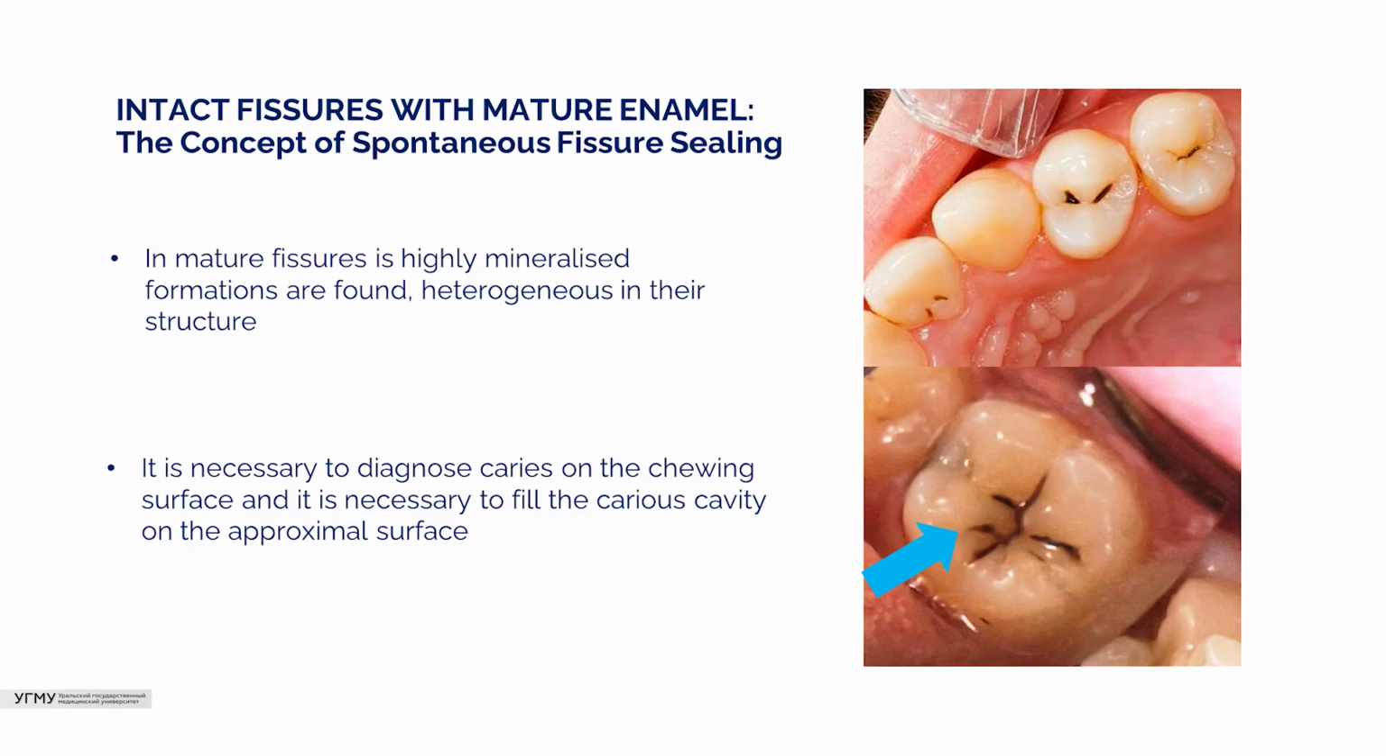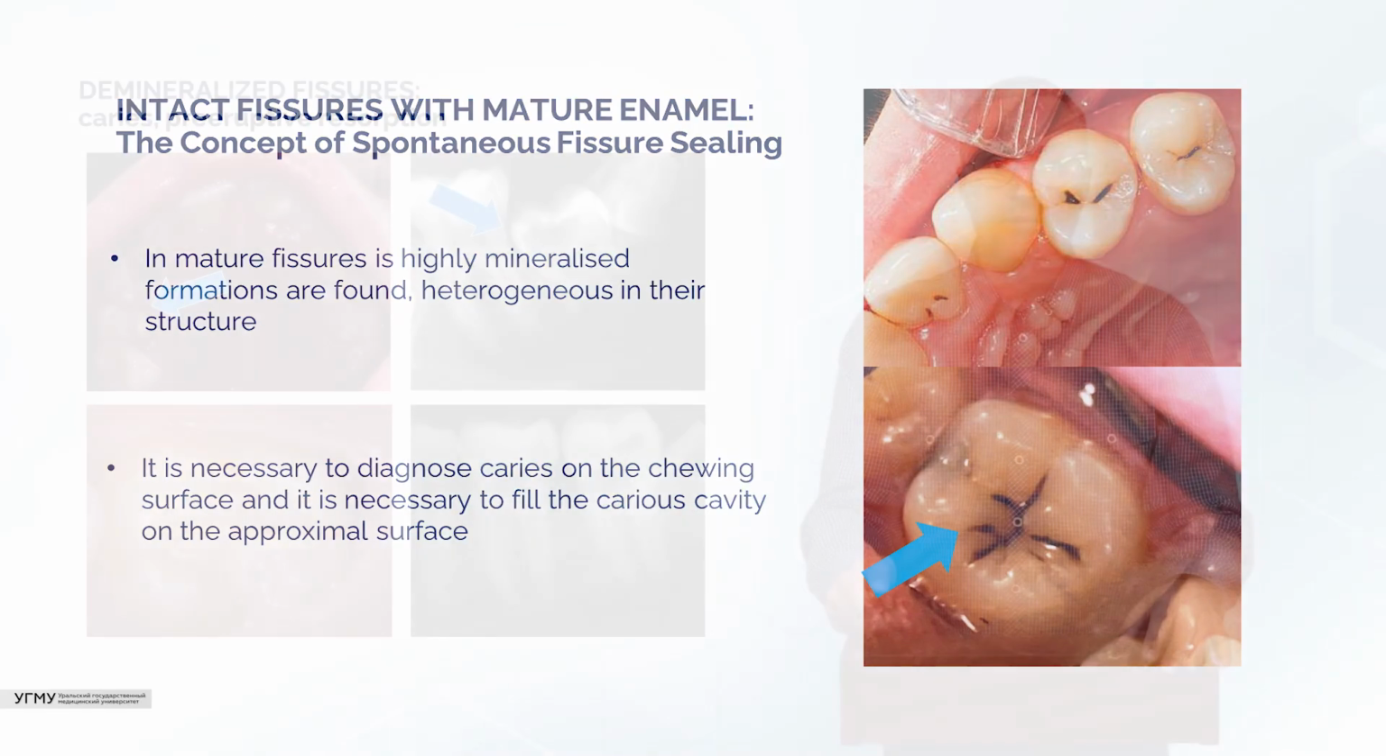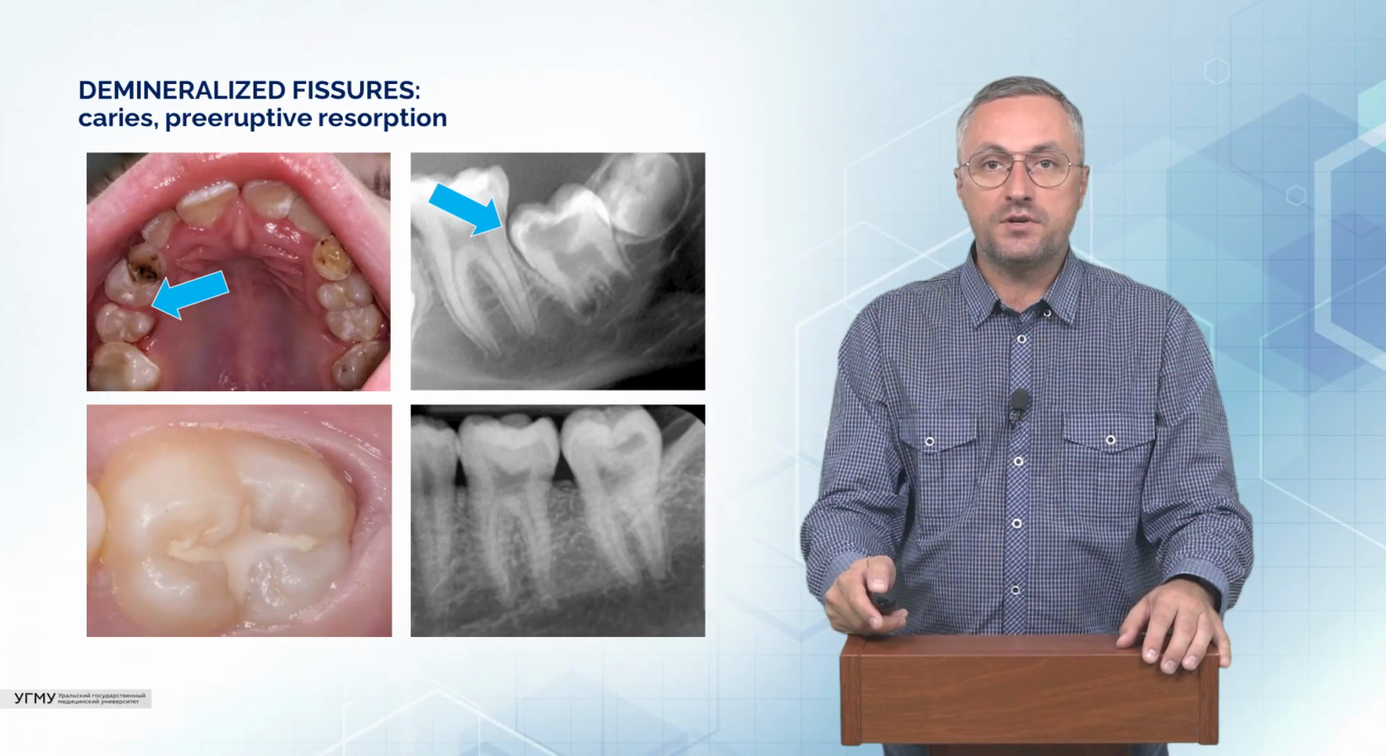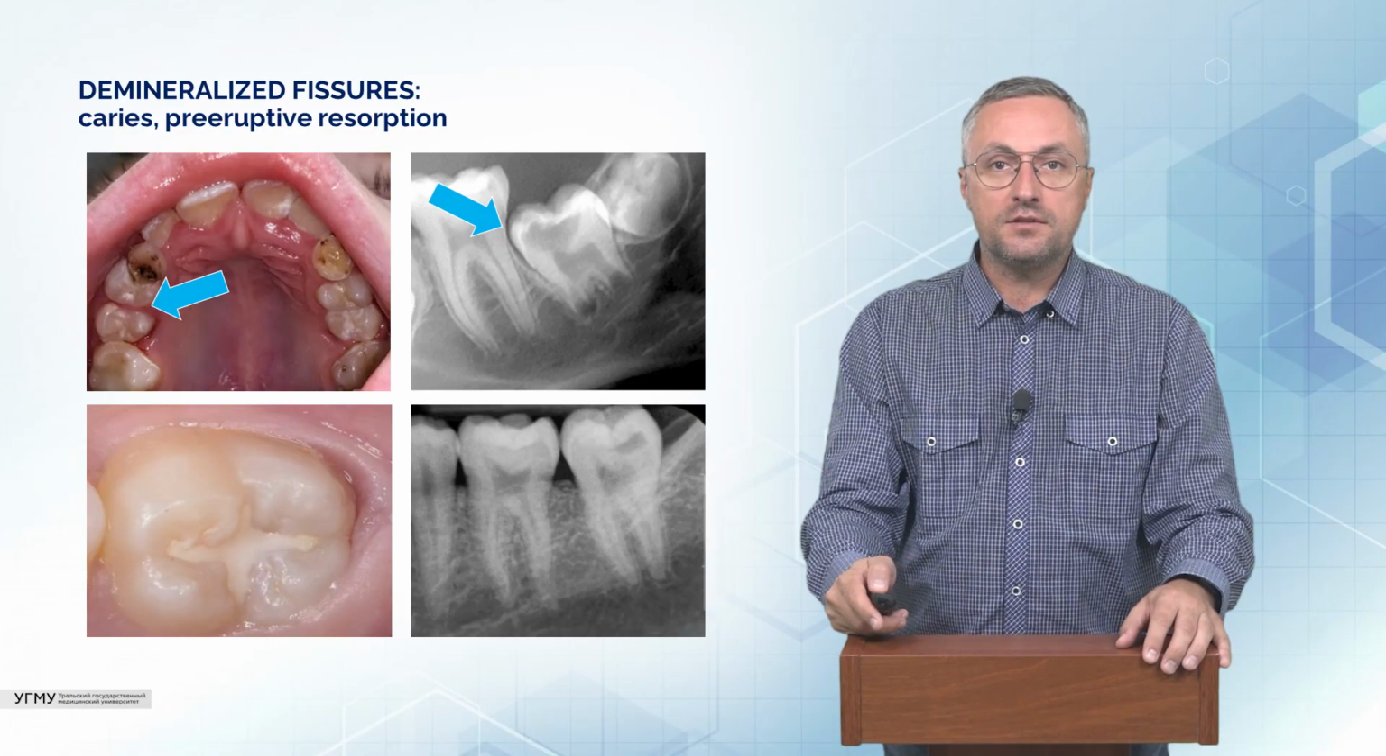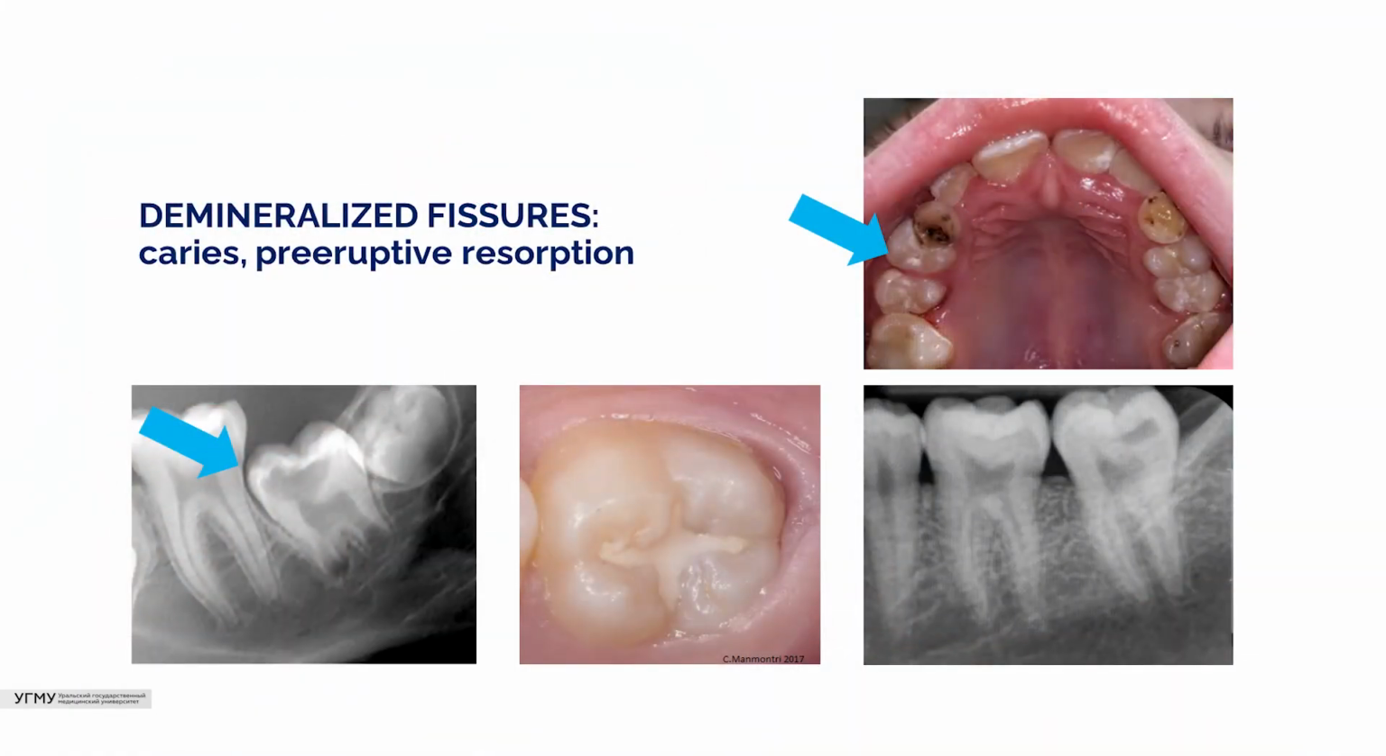In the bottom photo, we see self-sealing of the molar fissures, but there is a caries on the proximal surface. Demineralized fissures, caries, pre-eruption resorption, these are conditions that already require treatment, not sealing. In the photo, you see premolars with soft, demineralized enamel in the fissures. This is caries. On the radiographs, the cavity in erupted teeth. These teeth will erupt with large defects. The molar is in the eruption stage, but there is already a large cavity in the dentin.